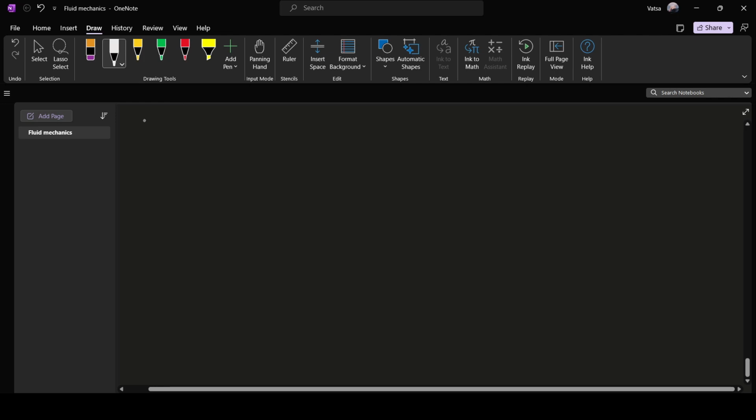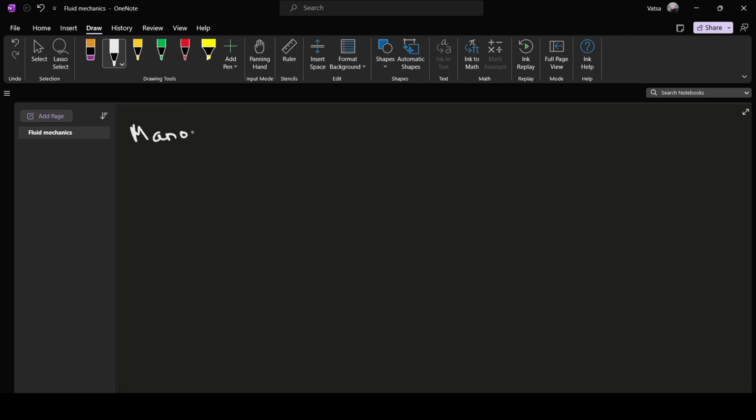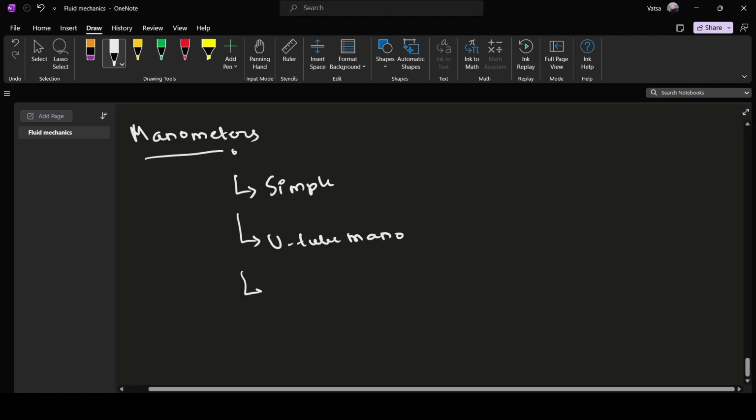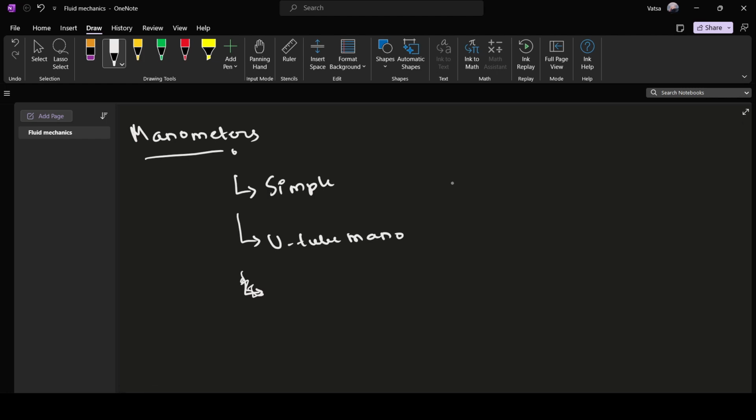So let's come back to our topic, which is manometers. There are different types of manometers as well. Simple manometers, U-tube manometers, and of course the next one, which is single column. So it's simple and U-tube manometers. So what's a manometer? Manometers are usually used to measure pressure.